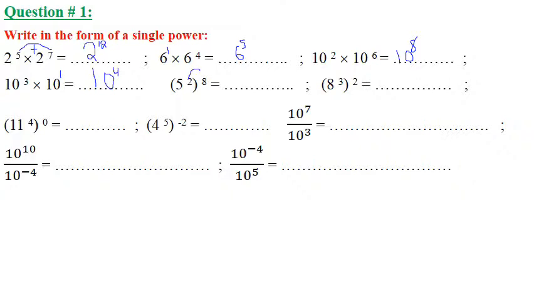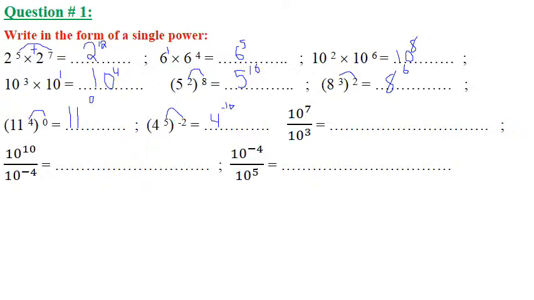Here we have a power of power, so we multiply both exponents. We keep the base 5, and when we multiply 2 times 8, it gives me 16. Now also here we have a power of power, so it is 8 to the exponent 3 times 2 is 6. 4 times 0 is 0, so here we get 11 to the power 0. Here if we multiply both exponents, we keep the base 4 and we get to the exponent negative 10.